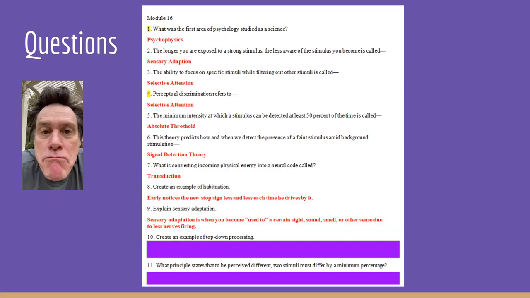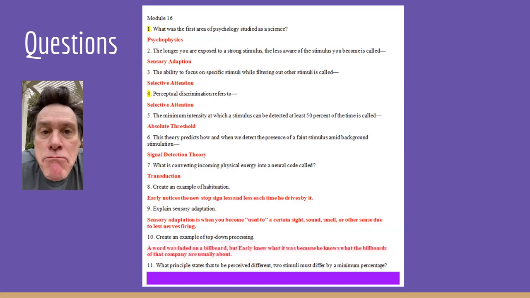Create an example of top-down processing. Remember, top-down is like using your experiences to determine what something is instead of your senses. A word was faded on a billboard, but Early knew what it was because he knows what the billboards of that company are usually about. What principle states that to be perceived as different, two stimuli must differ by a minimum percentage? Oh yeah, that's Weber's law.